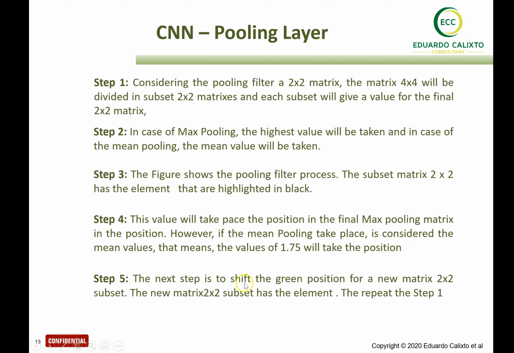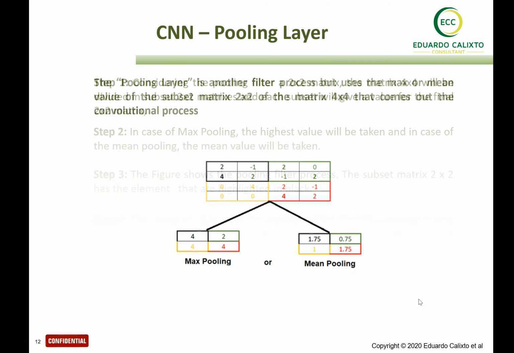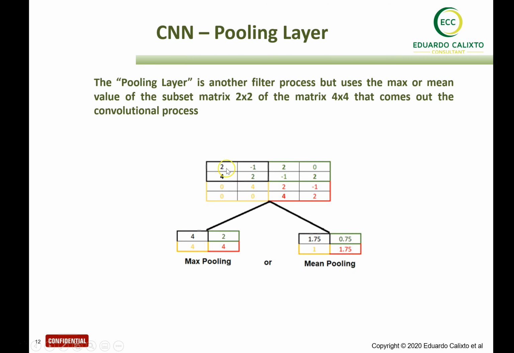And then the next step is to shift the green position to a new 2x2 subset of the matrix. The new 2x2 subset has its own elements, and then I repeat step 1. So what he's saying is that they talk only about this first 2x2 region here that will define my max pooling or my min pooling.